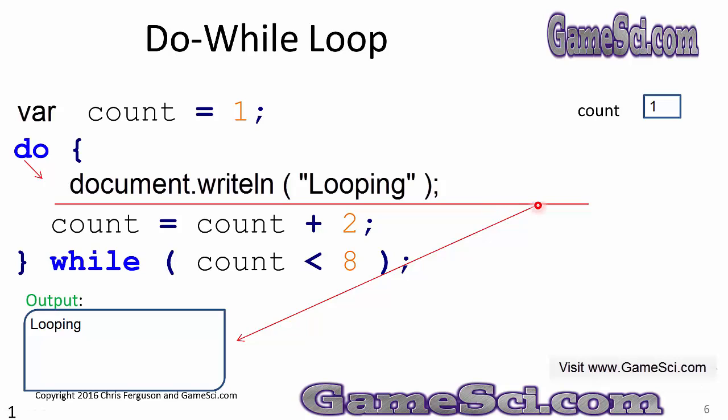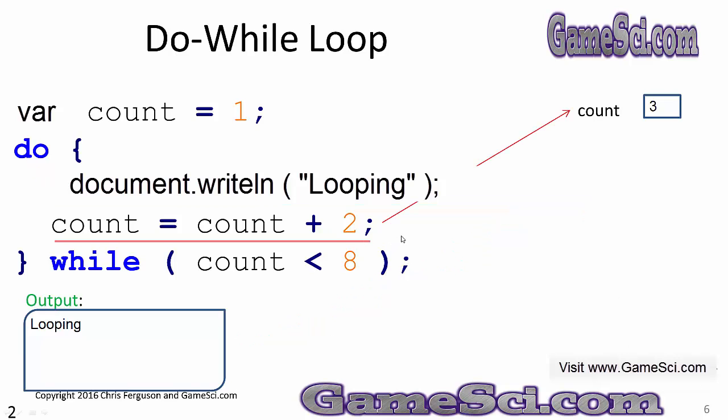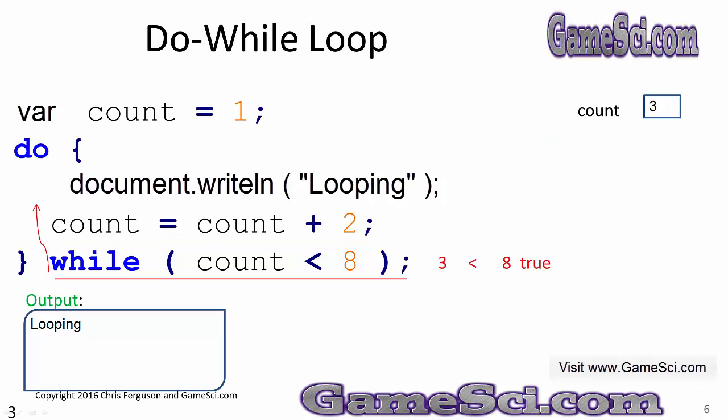System.out.println will output the word looping to our screen, to our output console. That's what that arrow is showing you. After that, we'll set count equal to count plus 2. We'll change the variable count to 3. With the value of 3, count less than 8 will be a true statement.